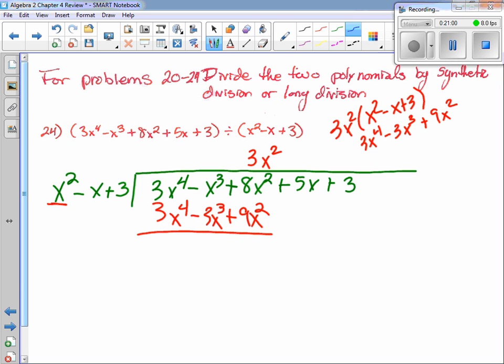We subtract. Because 3x to the fourth minus 3x to the fourth will cancel out. I should put that negative a little closer here. Negative x cubed minus negative 3x cubed. Well, this negative and negative would make a positive. Negative 1 plus 3 is 2x cubed. We have 2x cubed.